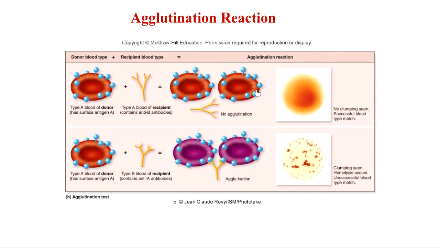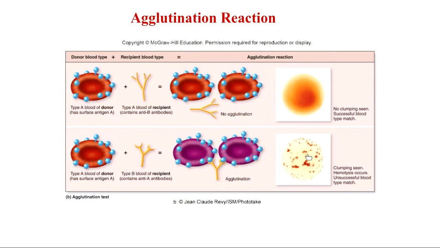But look at the next row. Here you see that the blood type of the donor is A, but the blood type of the recipient is B. So in the B blood type, we have anti-A antibody. So this antibody starts to react with blood type A. And as you see here, the antibody is Y-shaped, and by these two parts, it can connect to two red blood cells. And clumping and agglutination of red blood cells can happen, as you see here.